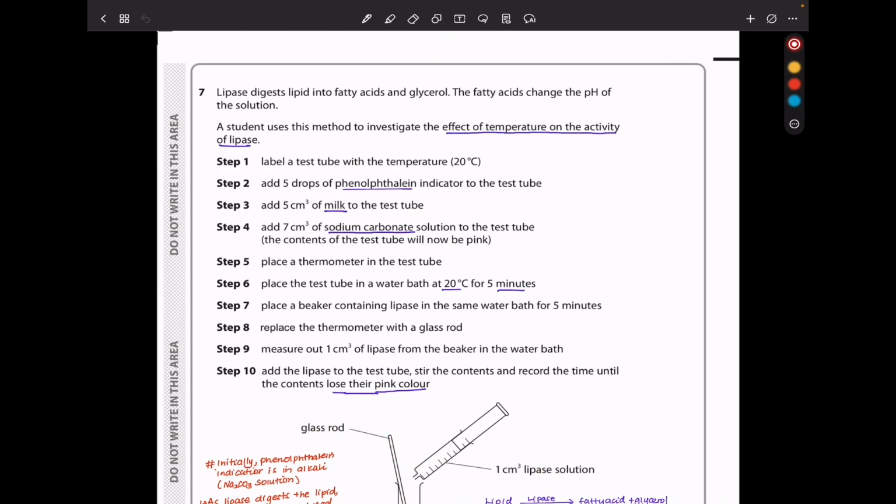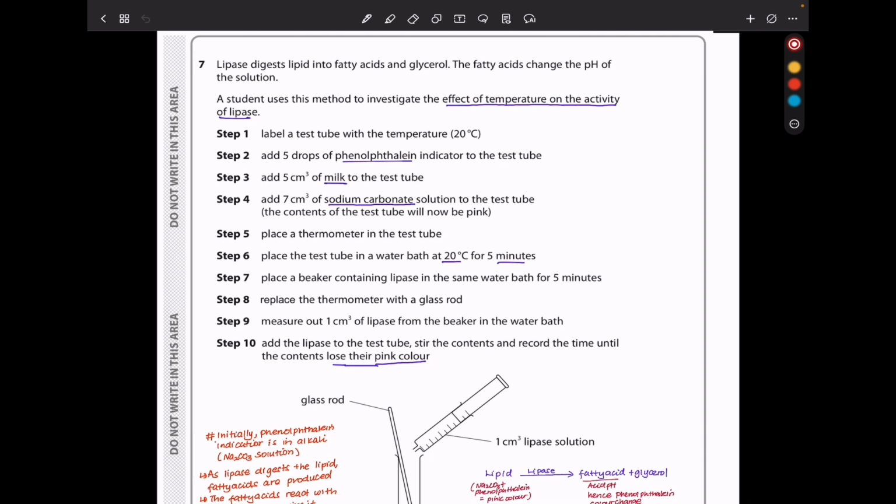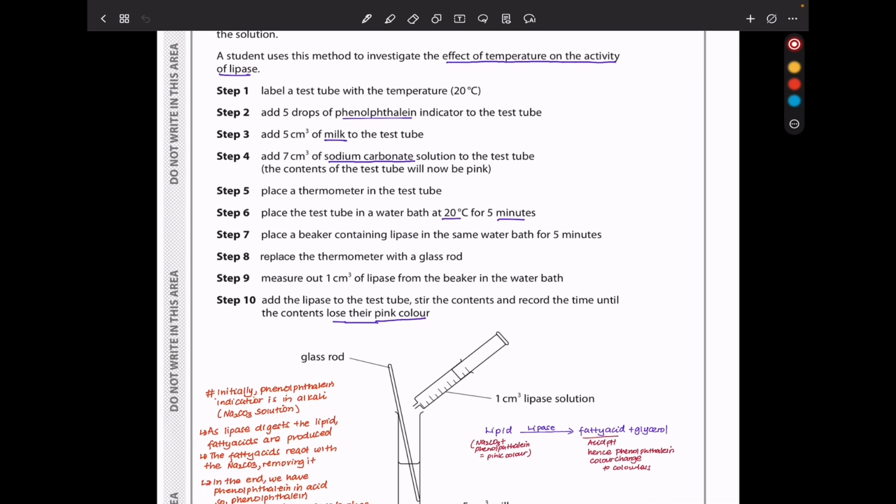In question 7, lipase digests lipid into fatty acids and glycerol. The fatty acids change the pH of the solution. A student uses this method to investigate the effect of temperature on the activity of lipase. In step 1, label a test tube with a temperature of 20 degrees and then add 5 drops of phenolphthalein indicator to the test tube. Then add 5 cm³ of milk to the test tube. Then add 7 cm³ of sodium carbonate solution to the test tube. The contents of the test tube will now be pink. This is because the sodium carbonate solution is alkaline and the phenolphthalein indicator will turn pink.